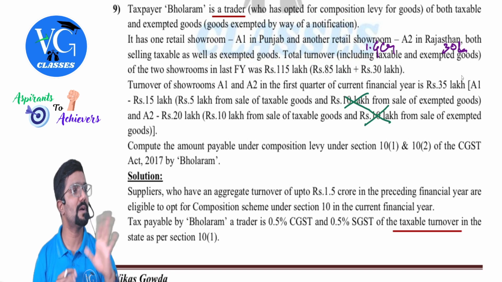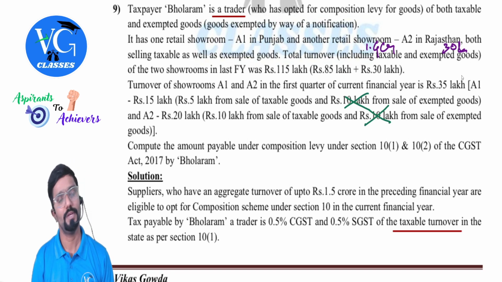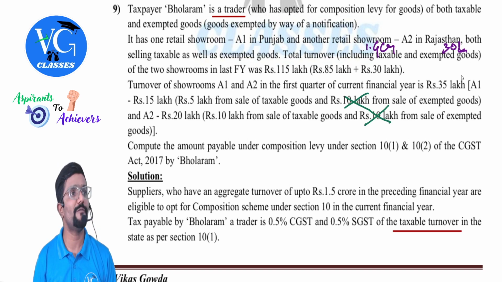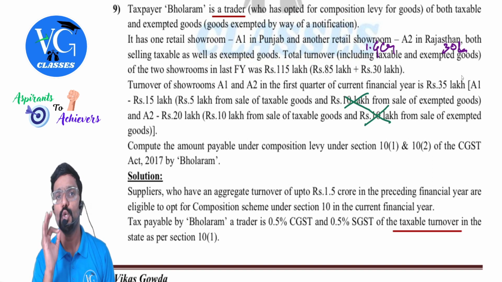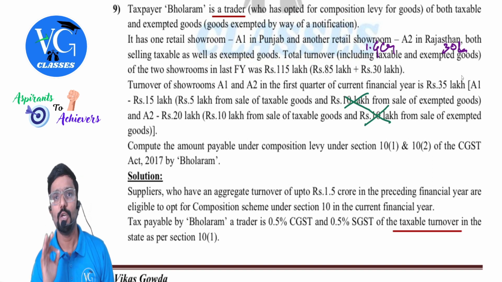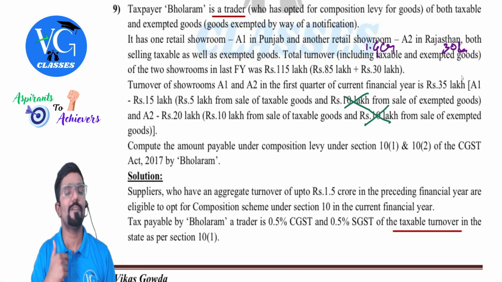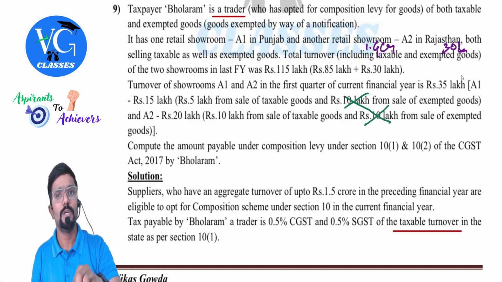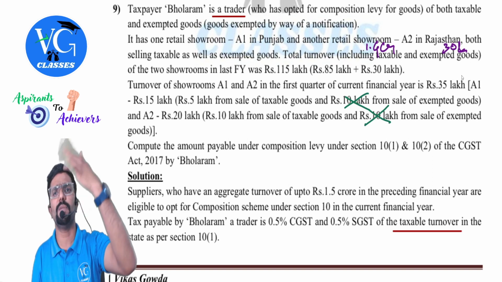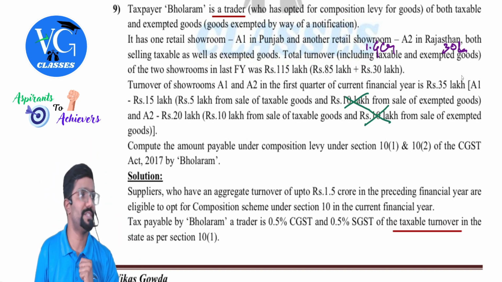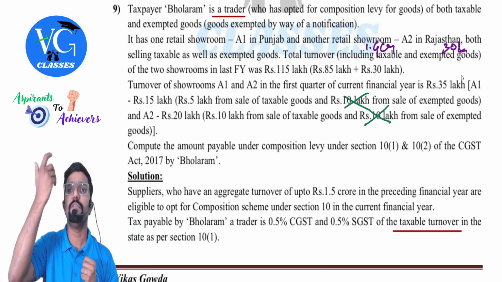No. Why so? Because it has crossed 1.5 crore. I repeat, to check the eligibility, should we take only taxable turnover for the trader or total turnover? Total turnover. But one exempt supply we should exclude. What is it? Financial service.